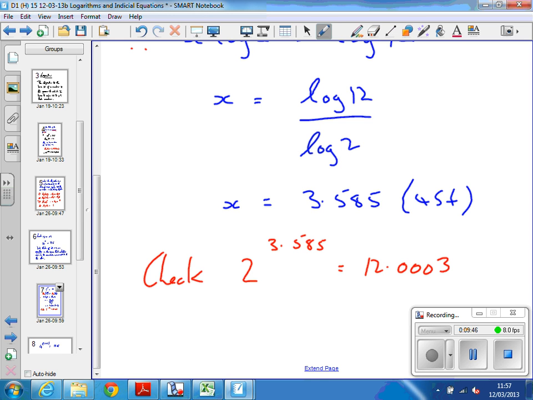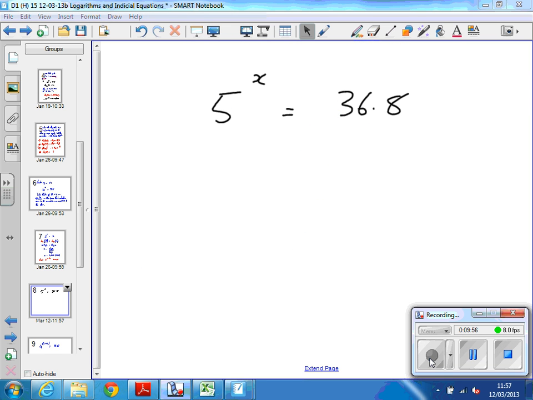Pretty close. Okay? Because we held the accuracy, we get a reasonably good answer. So it's a good idea to hang on to this accuracy. Okay? Little exercise, solve this. Just pause the video, you have a go at it, and then we'll look at the answer together.